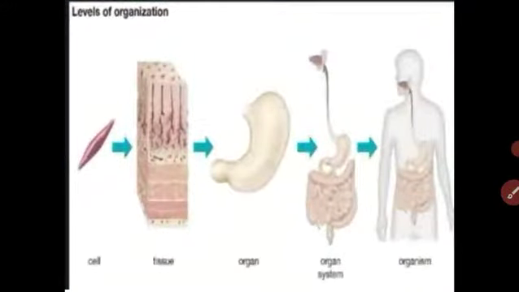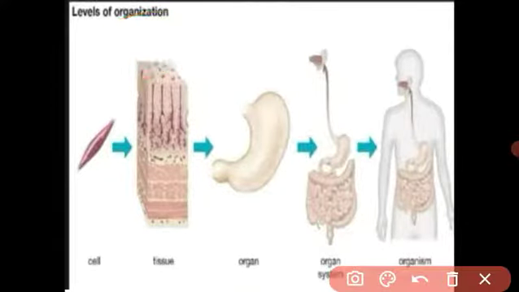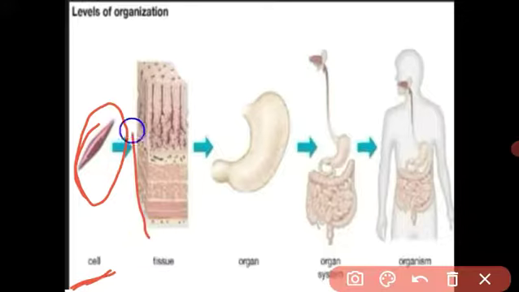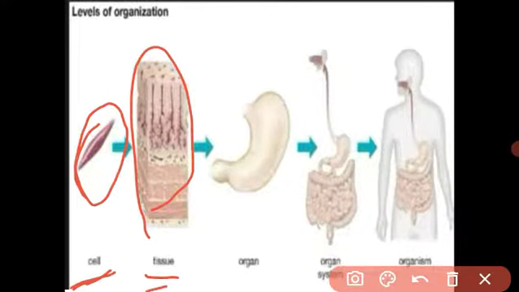First of all, I will explain the level of organization. In the previous video we have already seen that our body is made from a single cell. A group of cells is called a tissue, which means the tissue is made from a bunch of cells. A bunch of tissues forms an organ. For example, our stomach is made from a bunch of tissues.